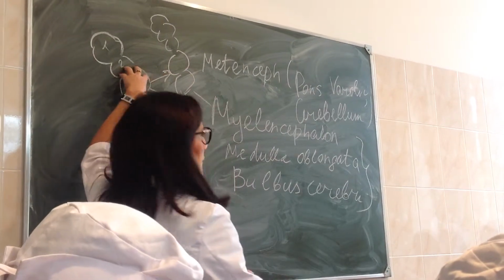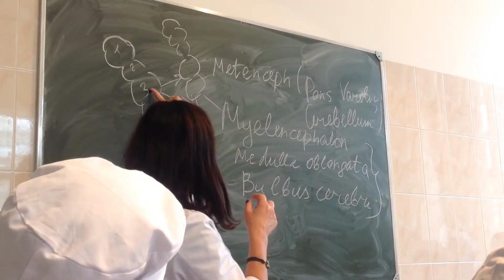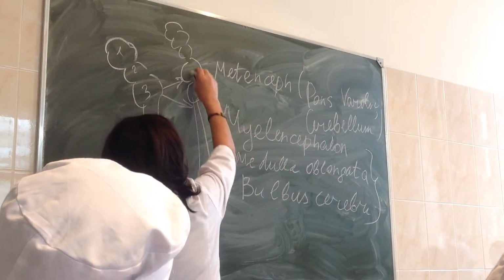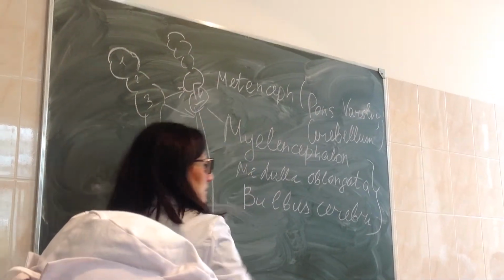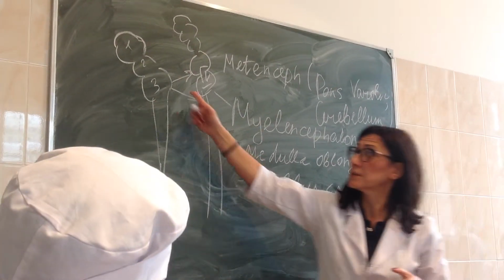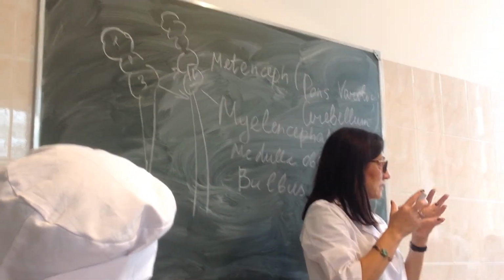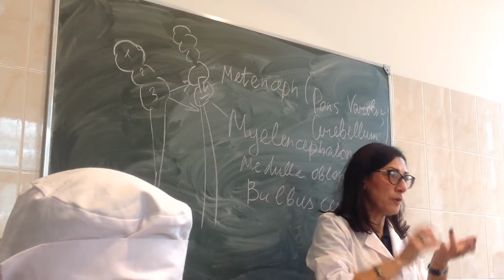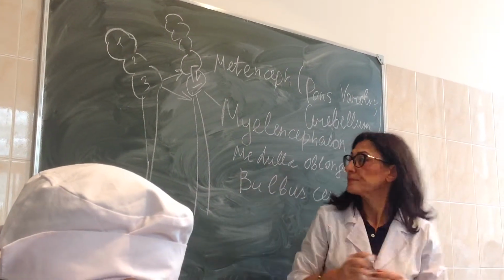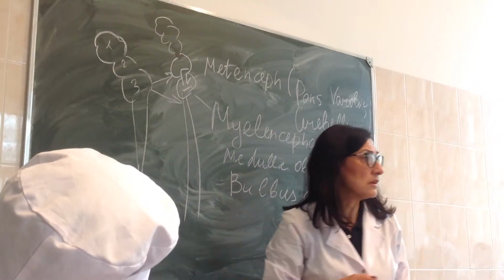And rhombencephalon has a common cavity, a remnant of this primary brain vesicle, which is common for metencephalon and myelencephalon. What is the 4th ventricle? The 4th ventricle is the cavity of metencephalon and myelencephalon, derivatives of rhombencephalon. Do you understand? This ventricle is formed between pons, cerebellum and medulla oblongata.